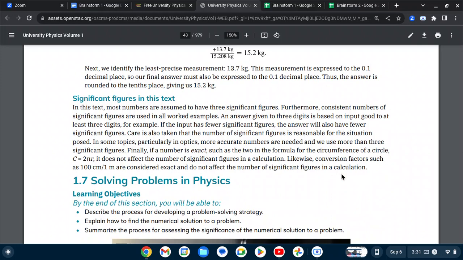Finally, if a number is exact, such as the 2 in the formula for the circumference of a circle, C equals 2 pi r, it does not affect the number of significant figures in a calculation. Likewise, conversion factors such as 100 centimeters per 1 meter are considered exact and do not affect the number of significant figures in a calculation.